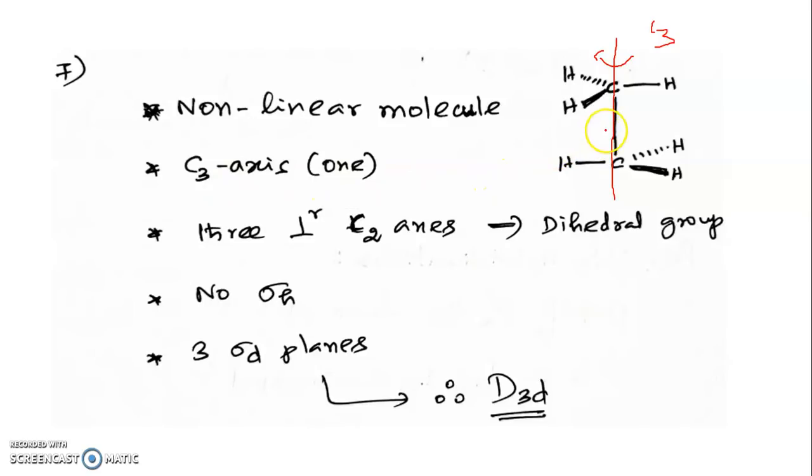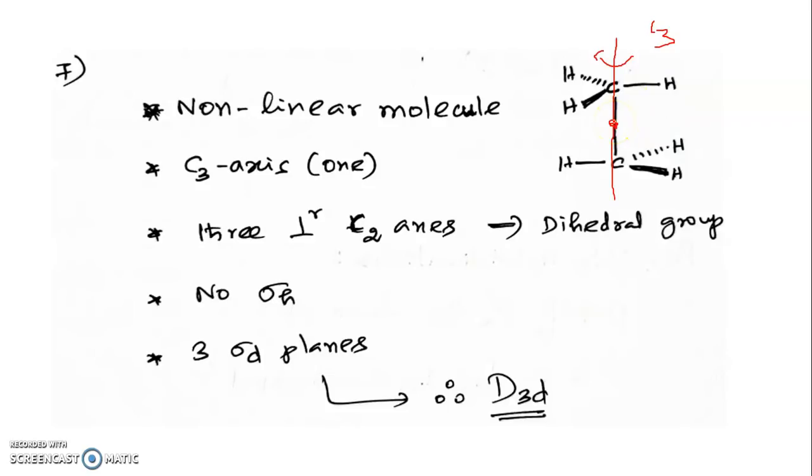Then it has a perpendicular C2. Listen, at this center point, you just insert an imaginary axis perpendicular to the screen. Okay, at this center point, I am showing here. At this center point, you insert an axis perpendicular to the screen, and if you rotate by 180 degrees, what will happen? This hydrogen will go here and this hydrogen will come here. Am I right? Okay, so this molecule possesses a perpendicular C2.